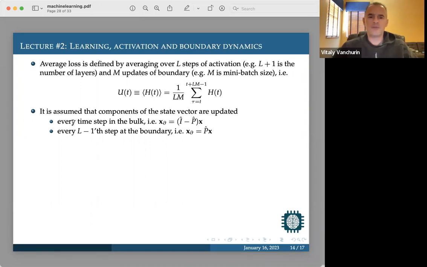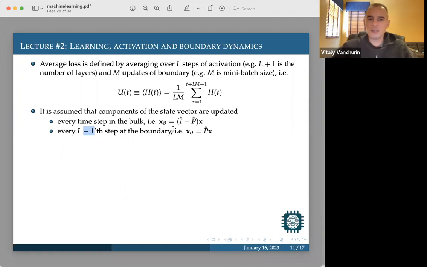So I'm thinking that the bulk neurons change every time step. And then every L time step, I think the boundary changes. So let's say we have a two-layered network. Then L is equal to 1. Then you change your bulk, you change your boundary, you change your bulk, you change your boundary. Now, as the number of layers becomes larger, you change your bulk and then a few times the boundary, bulk, a few times the boundary.